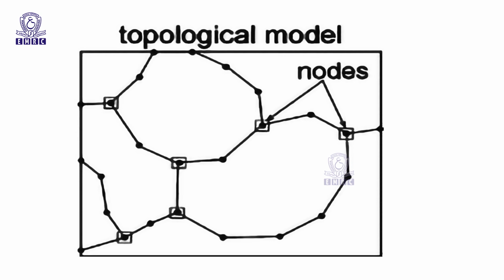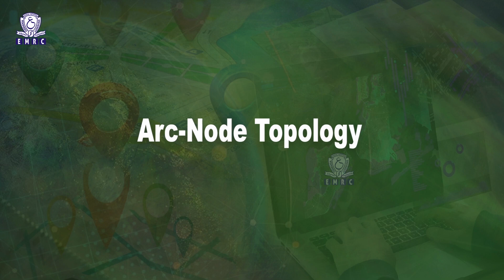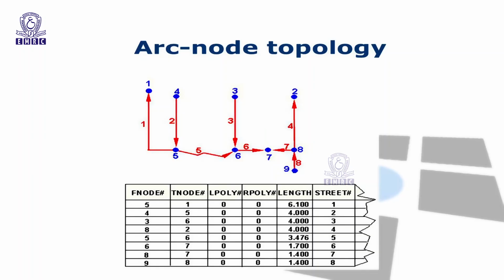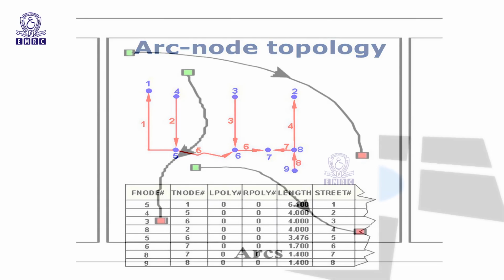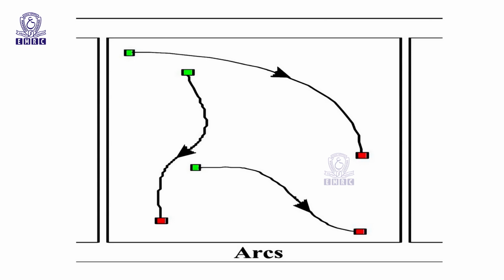Firstly, connectivity describes the arc node topology for the feature data set. As discussed previously, nodes are more than simple points. In the topological data model, nodes are the intersection points where two or more arcs meet. In arc node topology, arcs have both a from node, which is the starting node indicating where the arc begins, and a to node, which is the end node, and we have an arc here.